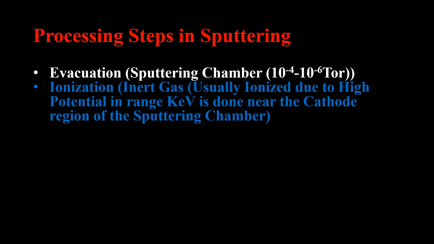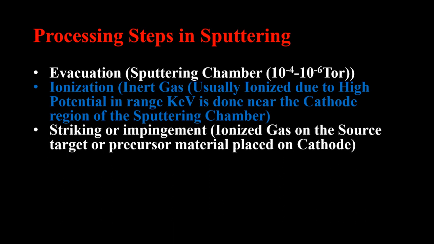We use in the sputtering apparatus a high potential. This potential is applied across the cathode and anode, and due to this they discharge and cause the ionization of the inert gas. The argon is ionized into argon plus and an electron, and this argon plus is then used as a bombardment ion.